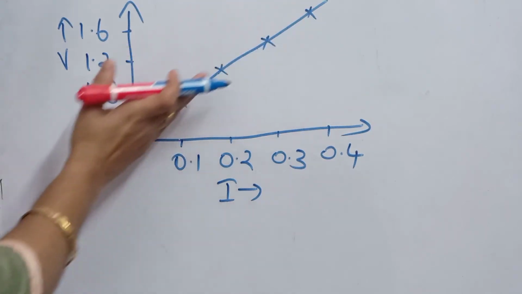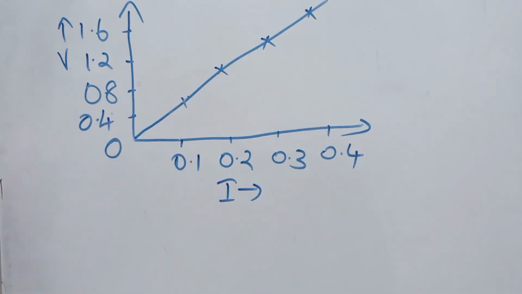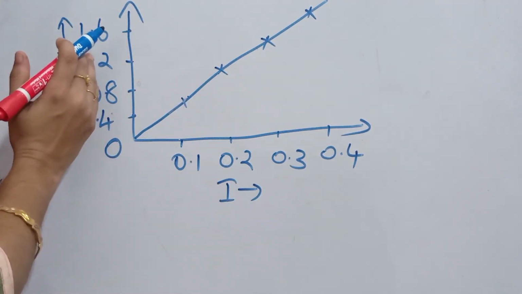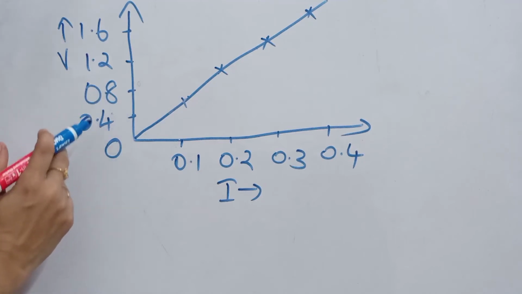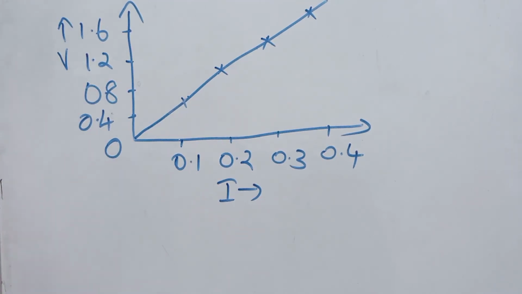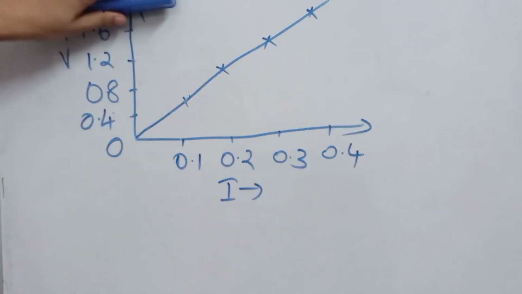Then we are getting a straight line which is passing through the origin. That means as the current increases the potential difference also increases. This means that voltage and current are proportional. That proves Ohm's law. That is, V is proportional to I, or potential difference is directly proportional to the current.